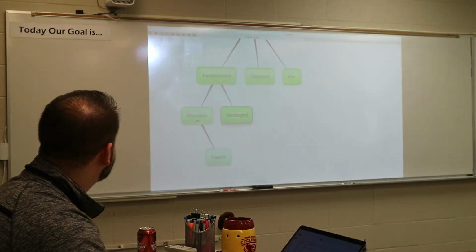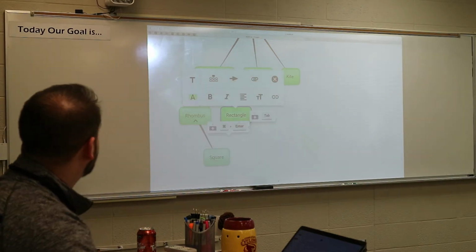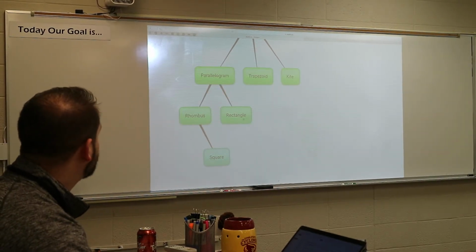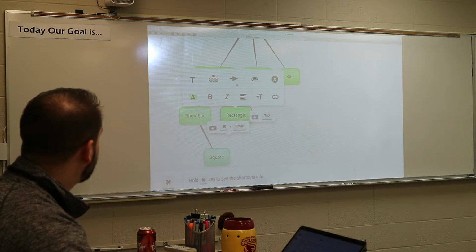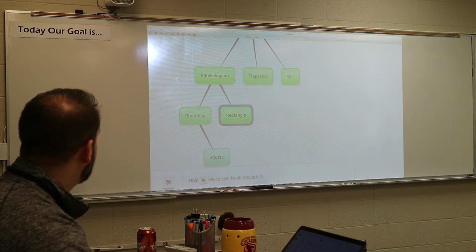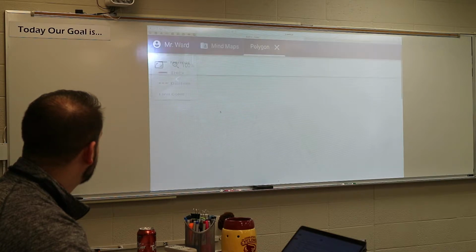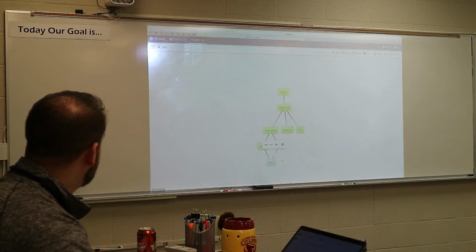The rectangle is a separate category of a parallelogram, but there should be an arrow going from rectangle down to square. You have to click the rectangle down to square. If I want to make that a different looking line, I can. Alright, there we go.